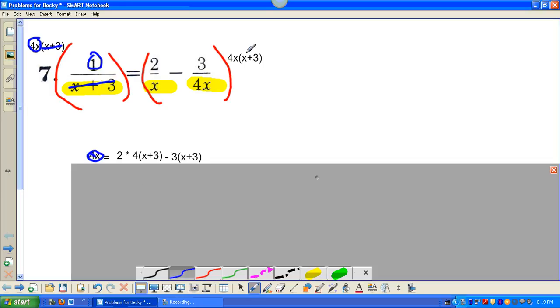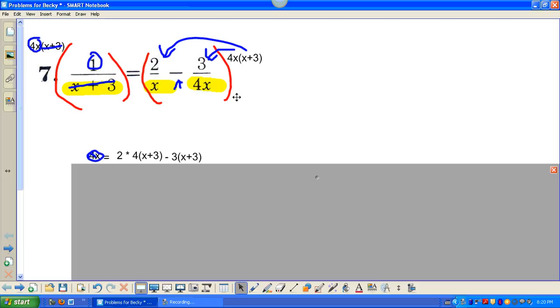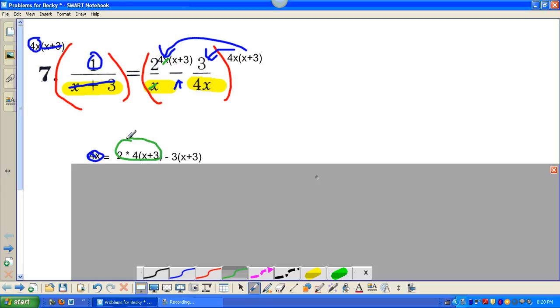The 4x times x plus 3 on this side has to be distributed to both of those terms, because you're taking a difference. So when I take 4x times x plus 3 and I distribute it to the 2x, the common factor that they both have in the numerator and the denominator is the x. So then I'm left with 2 times 4 times x plus 3. When I distribute the 4x times x plus 3 to the second term of 3 over 4x, the common factor in the numerator and the denominator is 4x. And what I'm left with is negative 3 times x plus 3.